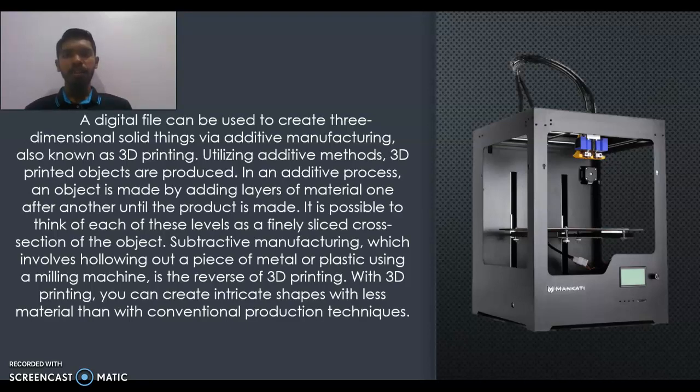Subtractive manufacturing, which involves hollowing out a piece of metal or plastic using a milling machine, is the reverse of 3D printing. With 3D printing, we can create intricate shapes with less material than with conventional production techniques.